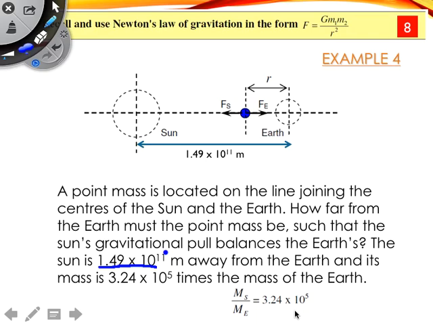I want to find a point such that it is neutral, with no net force acting on the object, so the net force is 0. So should we be closer to Earth or closer to the Sun? Closer to Earth because Earth has a smaller mass. So I'm going to mark the distance away from the center of Earth to be r. That means this distance here, what is this distance?